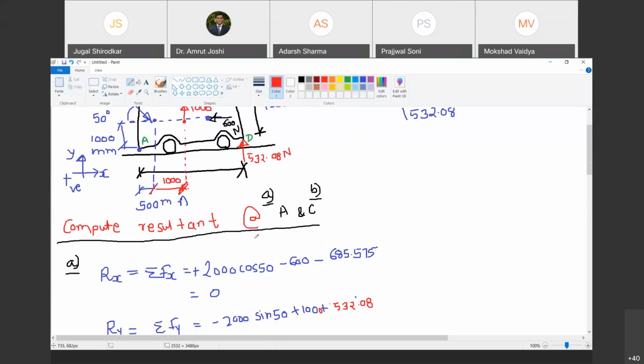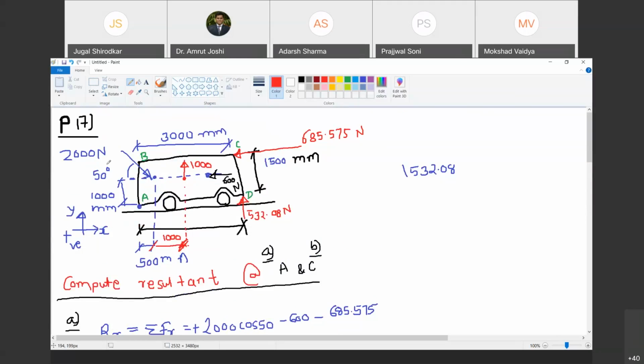Come on, now tell me what the moments are. Quickly, what is the moment of 2000 about A? It is difficult to give it directly, because I will have to extend this line of action, drop a perpendicular, find this perpendicular distance from A, and then multiply that by 2000. But we will not do it like this. What do we do? We resolve it into two orthogonal components. Are you with me? Yes sir.